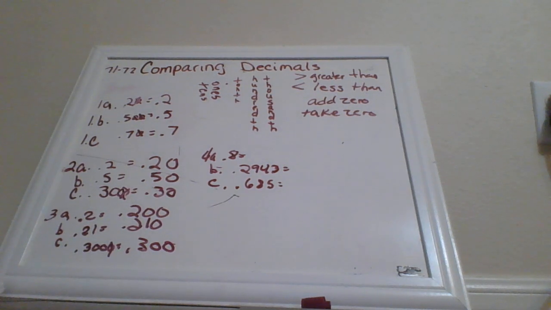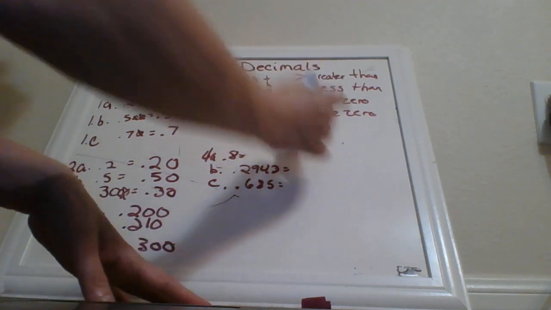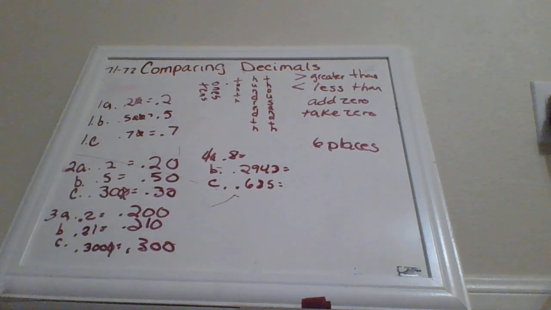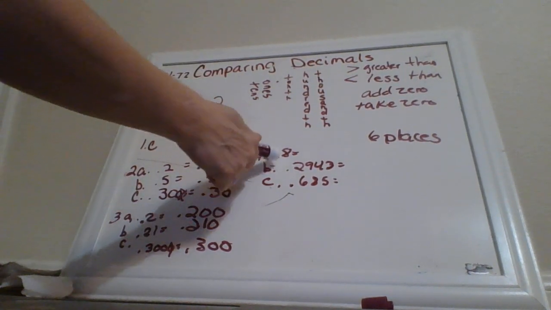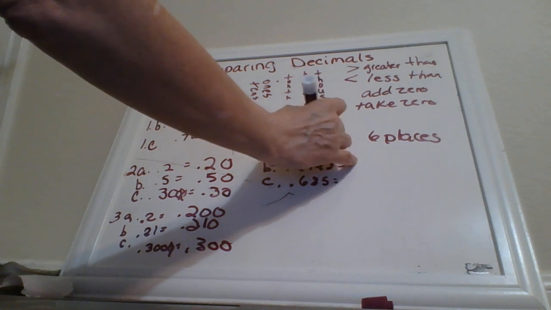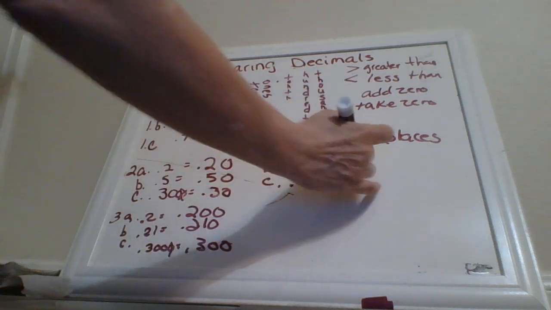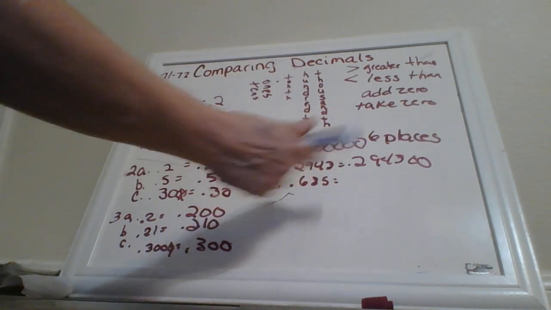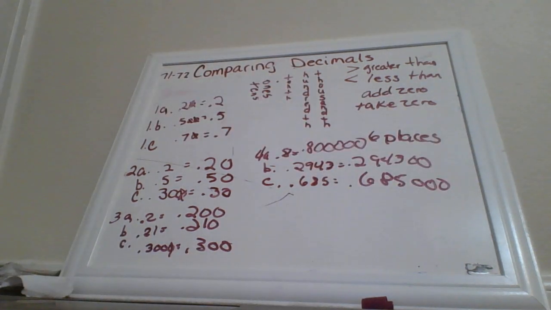And then section 4 goes all the way to the millionths. So tenths, hundredths, thousandths, ten-thousandths, hundred-thousandths, millionths, that's 6 places after the decimal. You have 1 here, so you're going to need to add 5 zeros: 1, 2, 3, 4, 5, 6. Here you have 4 numbers, so you'll need to add 2 zeros, 0.294300, and then here you'll need to add 3 zeros, 0.685000, and just make sure that they all end with 6 places after the decimal.